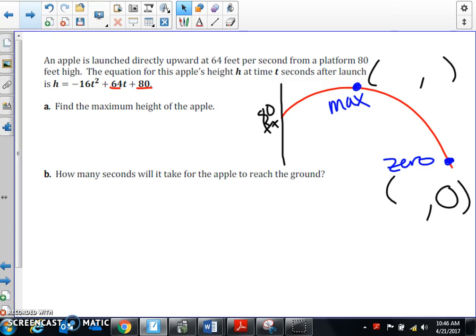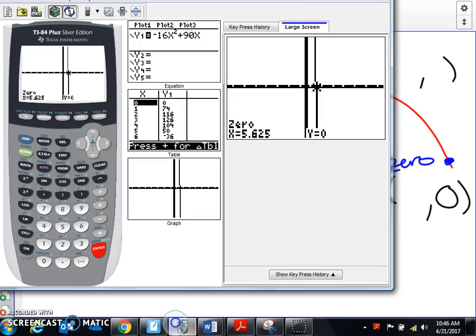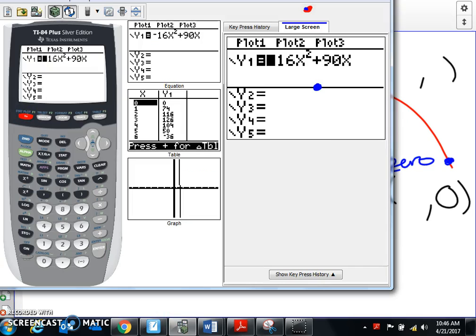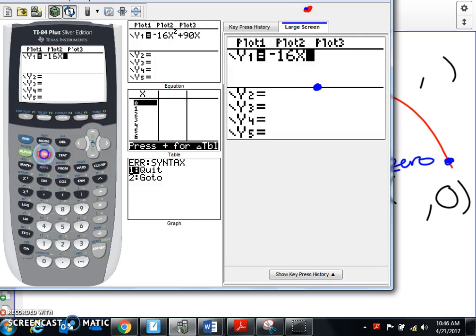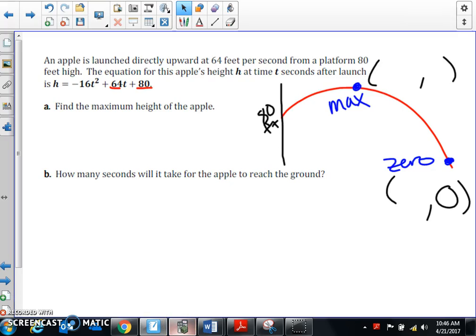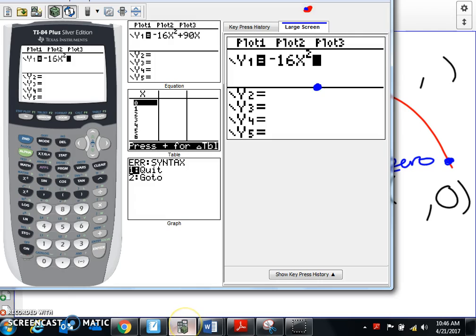All right, so let's go ahead and put that into our calculators. So go to your calculator, go to your y, clear it out. Negative 16x squared plus 64x plus 80. And now we can graph it.